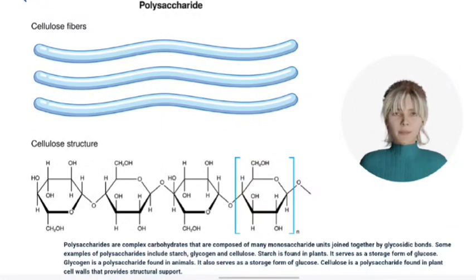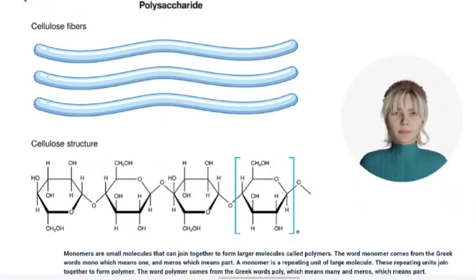Polysaccharides are complex carbohydrates that are composed of many monosaccharide units joined together by glycosidic bonds. Some examples of polysaccharides include starch, glycogen, and cellulose. Starch is found in plants. It serves as a storage form of glucose. Glycogen is a polysaccharide found in animals. It also serves as a storage form of glucose. Cellulose is a polysaccharide found in plant cell walls that provides structural support.